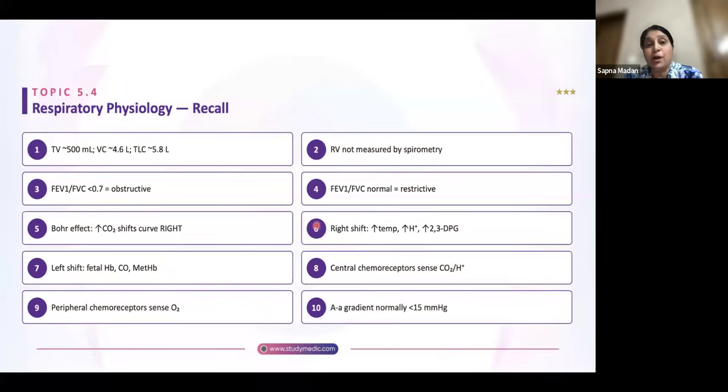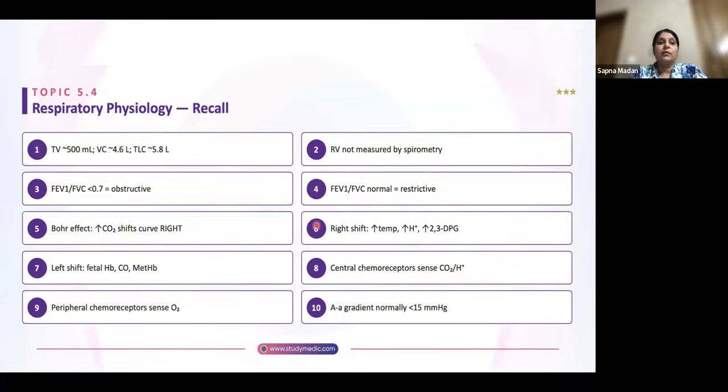So the tidal volume is around 500 ml, vital capacity is 4.6 liters, the TLC is around 5.8 liters. Residual volume cannot be measured by spirometry. If the FEV1 by FVC ratio is less than 0.7, then it is implying an obstructive respiratory pathology. If the FEV1 by FVC ratio is normal, then it is implying a restrictive pathology.